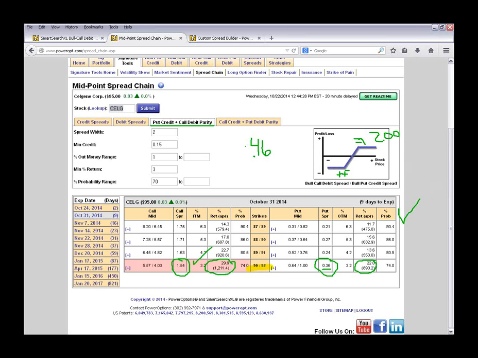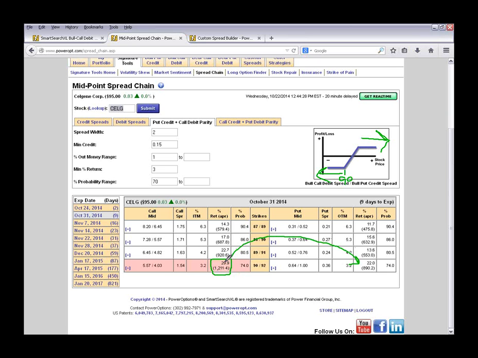The maximum return occurs if the stock is above 92 for the bull put or the bull call. That's our maximum. And then we realize the maximum loss if the stock's trading below 90. Here's our 90 strike. So we have a similar risk-reward profile, but in this case, if we get the midpoint pricing, we're going to have a much higher return for our debit spread than we would for the credit. So in this case, I want to stay with the debit spread.